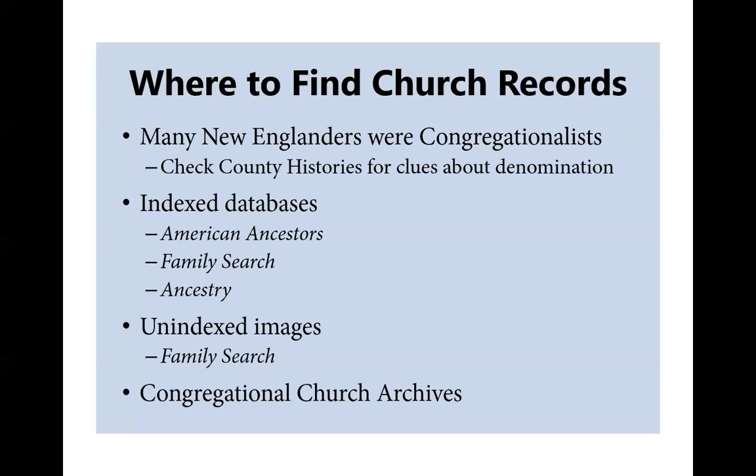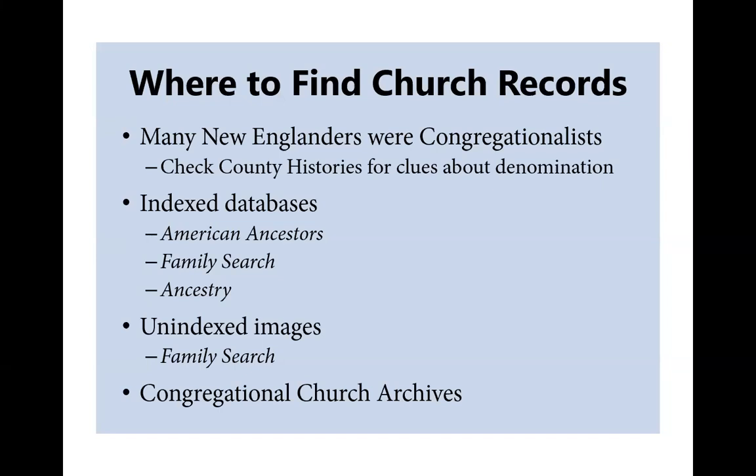Now, the first question you need to ask yourself about church records is, what was my ancestor's denomination? Fortunately, if you have New England ancestors, many New Englanders were Congregationalists, but that is just a starting point. If your ancestor, for example, was from Rhode Island, they might just as well have been Baptist or Quaker. For clues about your ancestors' denomination, particularly if they were among the very earliest settlers in a town, check the county histories. These usually have very robust sections on the early churches in each town in the county.